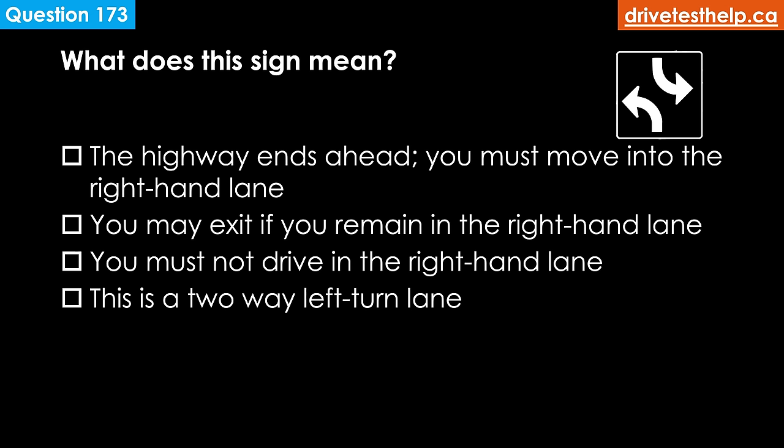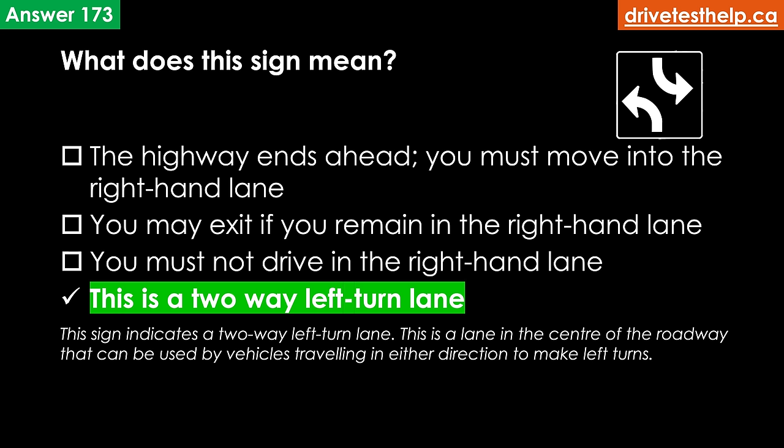What does this sign mean? The highway ends ahead. You must move into the right-hand lane. You may exit if you remain in the right-hand lane. You may not drive in the right-hand lane. This is a two-way left turn lane. Correct answer, this is a two-way left turn lane. This is a lane in the center of the roadway that can be used by vehicles traveling in either direction to make left turns.